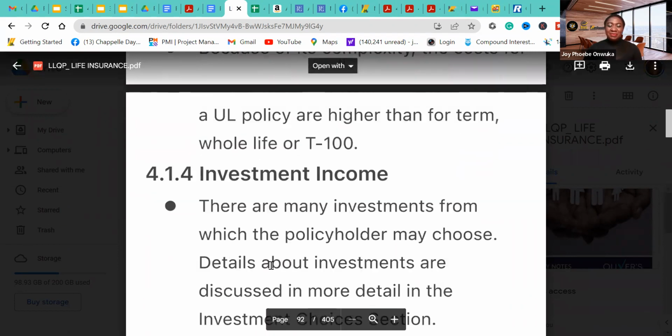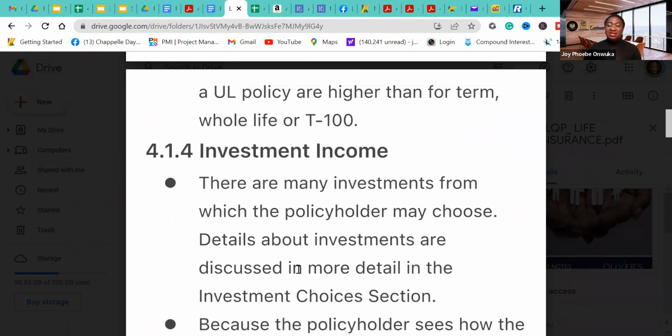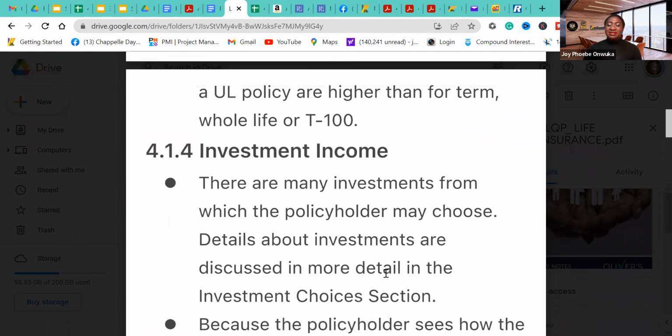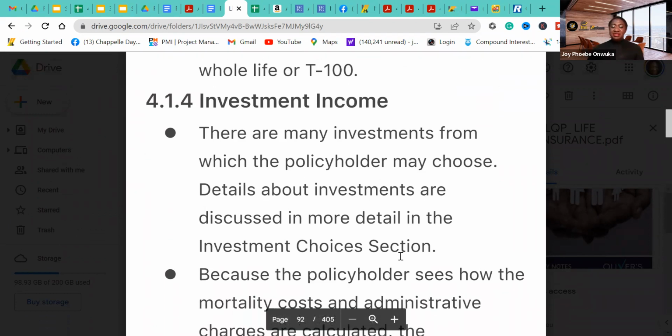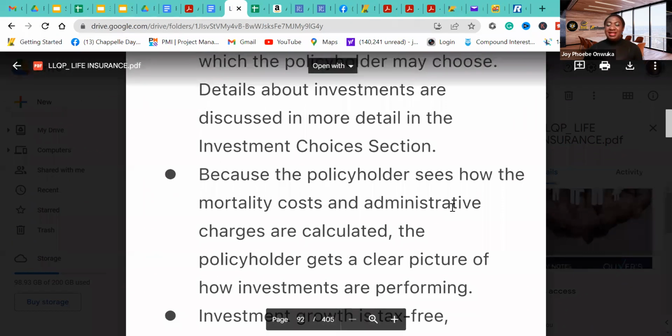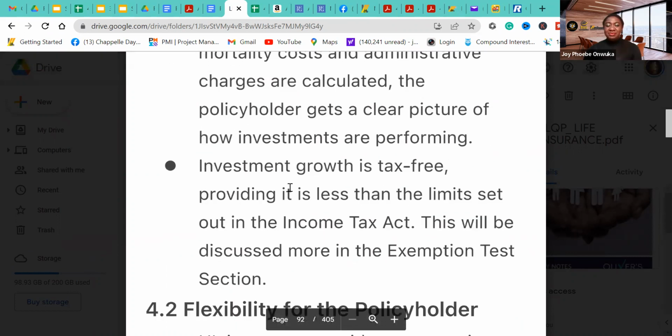Investment income. There are many investments from which the policyholder may choose. Details about investments are discussed in more detail in the investment choices section. Because the policyholder sees how the mortality cost and administrative charges are calculated, the policyholder gets a clear picture of how investments are performing. Investment growth is tax-free, provided it is less than the limit set out in the Income Tax Act. This will be discussed more in the exempt test section.